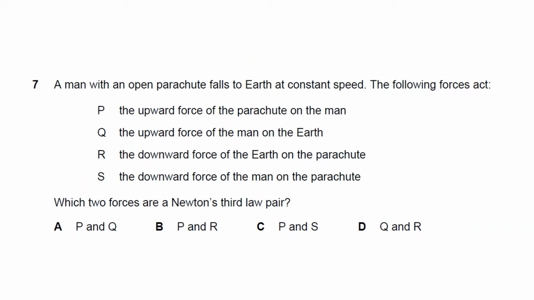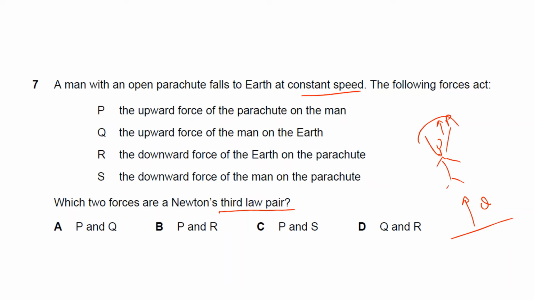A man with an open parachute falls to earth at constant speed. The following forces act. You can read these through, and they're saying which two forces are in Newton's third law pair. Now, remember, Newton's third law says that the forces are equal in magnitude, opposite in direction, and act on mutually different bodies. So, here's a parachute, and here's the guy, and so P is the upward force of the parachute on the man. So P is the force which is pulling the man up, and that is being done by the parachute. And Q is the upward force of the man on the earth. So if this is the earth, the force that the man uses to pull the earth up is Q.